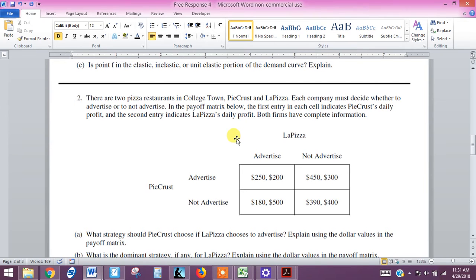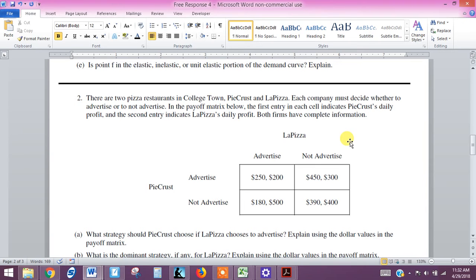This is something you want to be careful about, because in some of these matrices, the dollar amounts might be defined as losses, in which case the lower number is more desirable. But in this case, this is a profit, so the higher numbers are more desirable. And we know that both firms have complete information, so they know what the other firm's profits are. They both have this matrix. They're not operating in the dark.